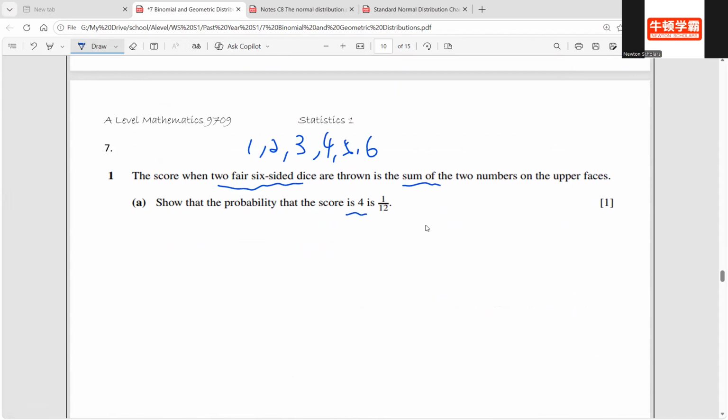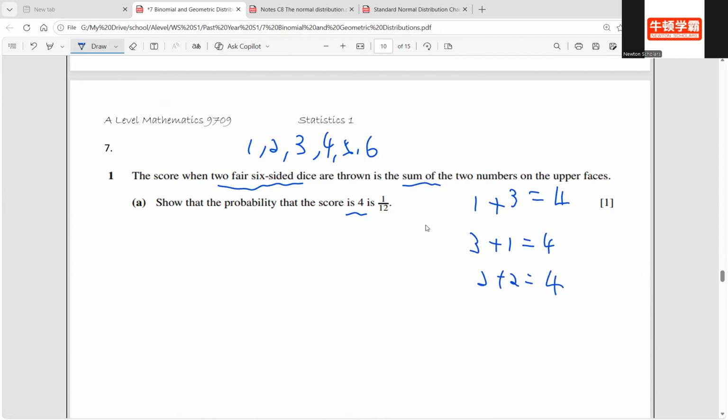So you have 2 dice. Maybe the first time I get 1, the second time I get 3, and added together I get 4. This is what he wants, so he needs the score to be 4. So it is either 1, 3, or 3, 1, or 2, 2. We do it one by one.